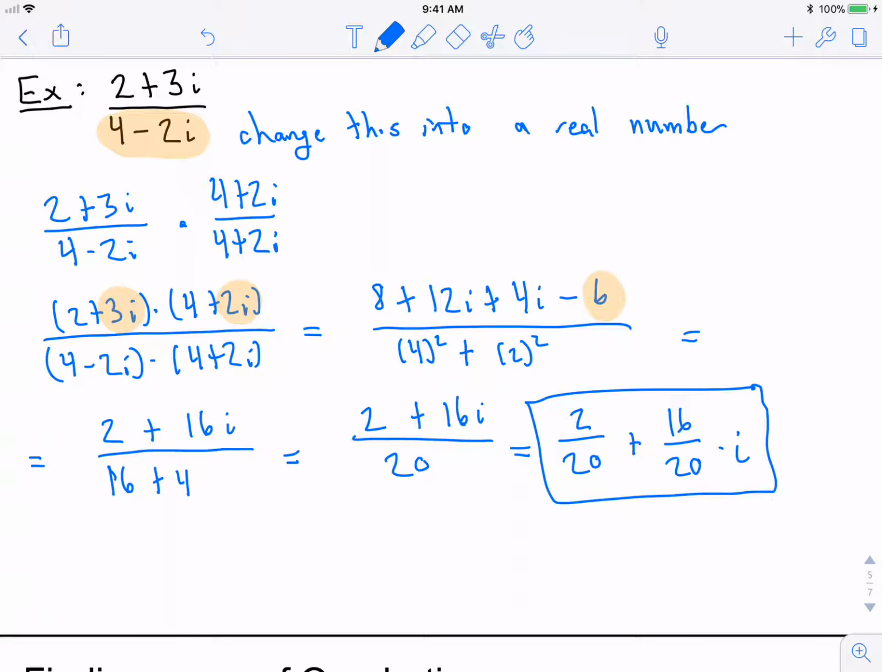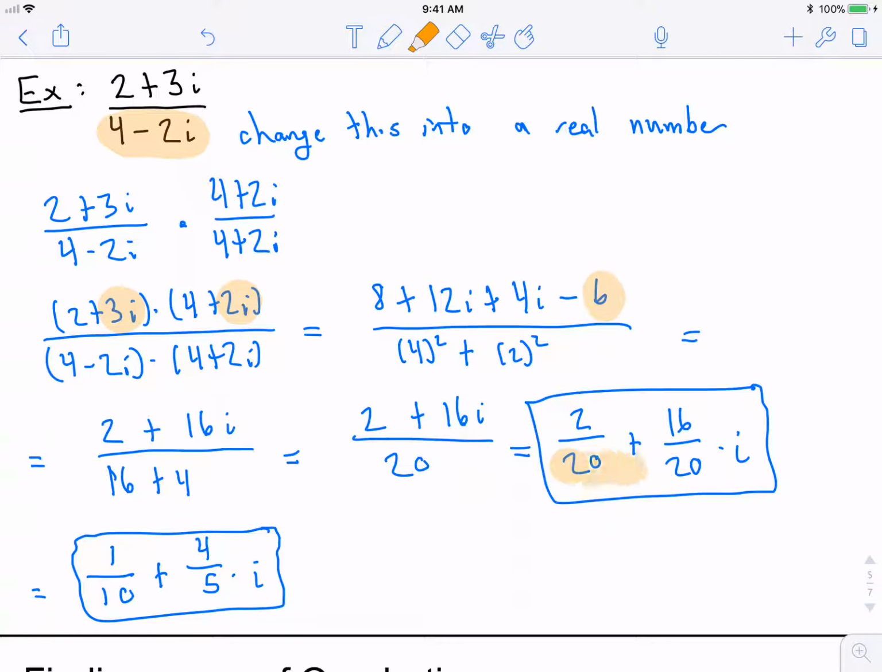And maybe we want to simplify this down and say that this is actually 1/10 plus 4/5 times i. And this is okay too. But if you just end right here, then you don't have to worry too much about making any errors. However, on the homework they might ask you to simplify it completely, and you'll have to fix these fractions just a little bit.